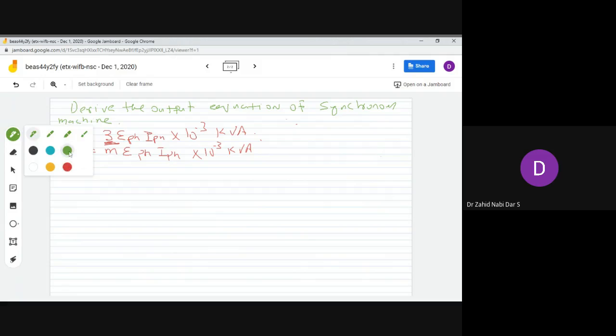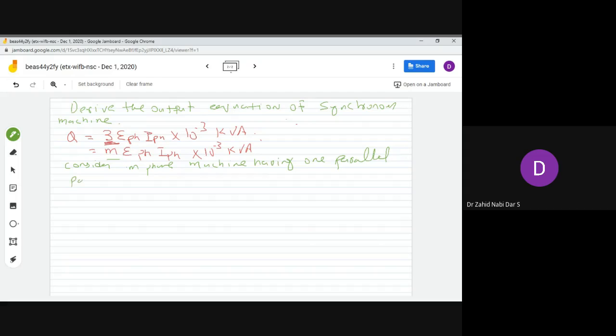Here, since we have to derive the output equation, I'll write M, and later on I'll take 3. So consider an M phase machine having one parallel path per phase, and the kVA rating of the machine is this.